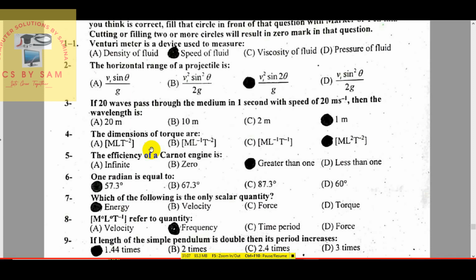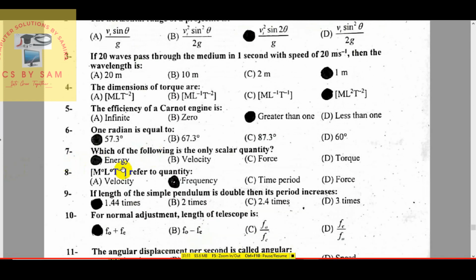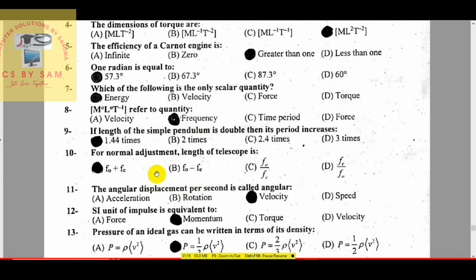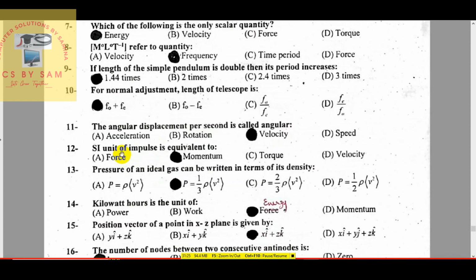The efficiency of the Carnot engine is greater than 1. 1 radian is equal to 57.3. Which of the following is only scalar quantity? Energy. M L T minus 1 refers to the quantity frequency. If the length of the simple pendulum is doubled, then its period increases 1.44 times.